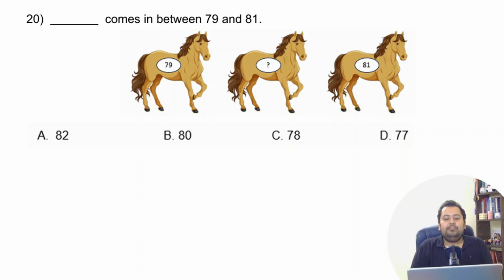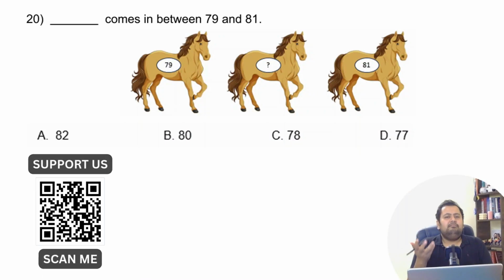Dash comes in between 79 and 81. So you can see three horses, right? And on one horse 79 is written, and on another one 81 is written. What comes between that? Very easy question. Solve it and then we meet the other side.